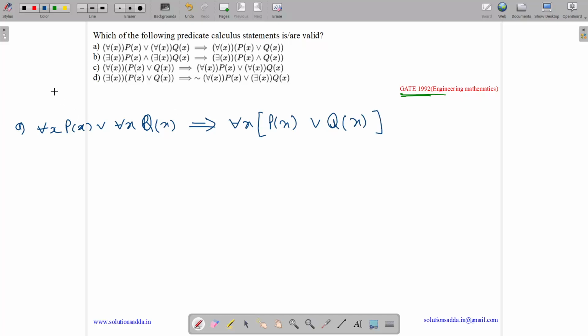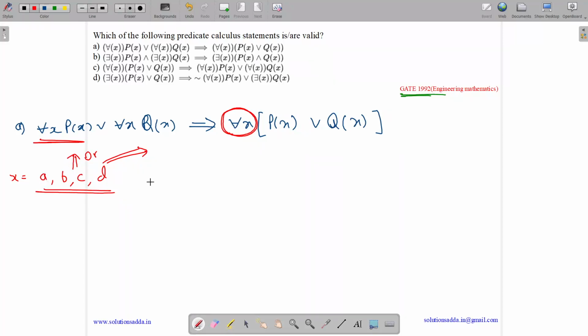Now let us analyze this statement. What this is saying is that if we have some set x with the items a, b, c, and d, if for all these items px is true, or if for all these items qx is true, then for all x, which means for all the items, either px is true or qx is true.